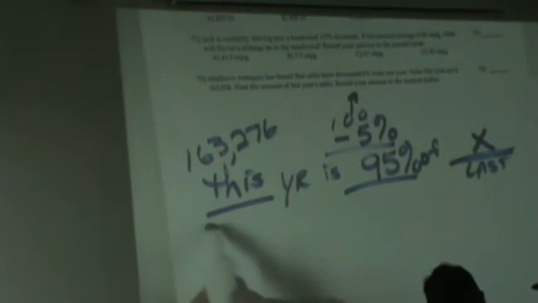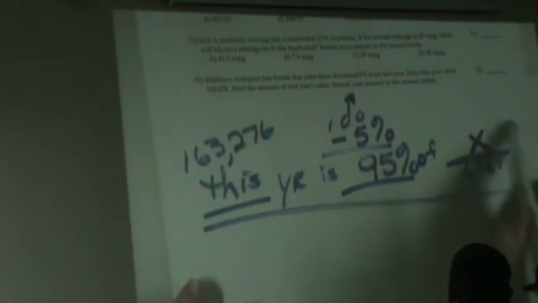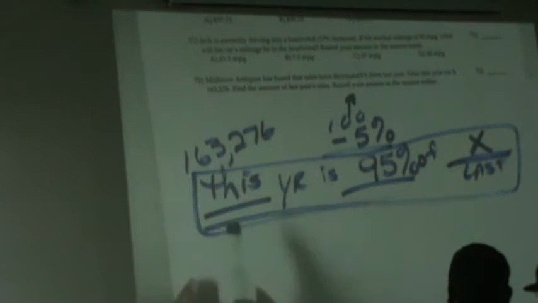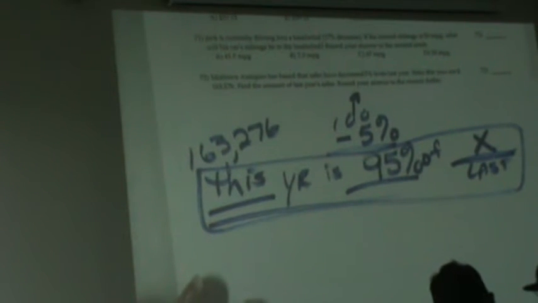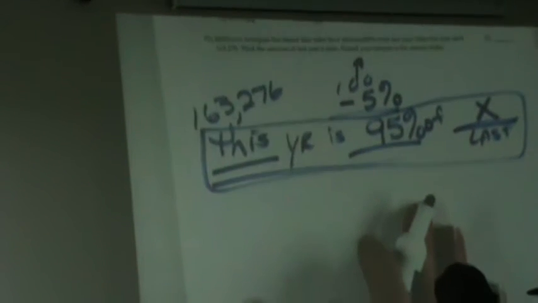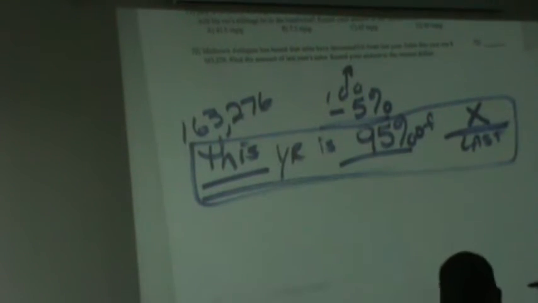Do we know this year's or last year's? This year's, so last year's is going to be the blank. This year's is 163,276. You're going to find it'll help you a lot on word problems to put them into the form "something is a percent of something." Read it back to yourself, make sure it makes sense. Otherwise, you might have put this in the wrong place.